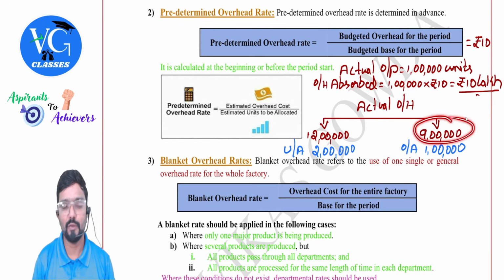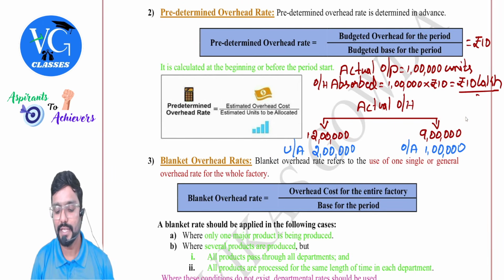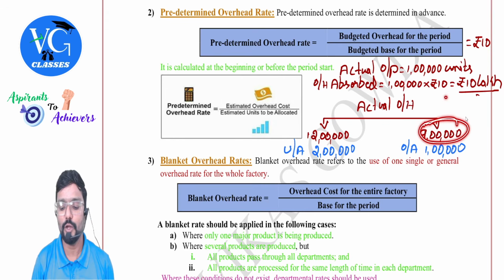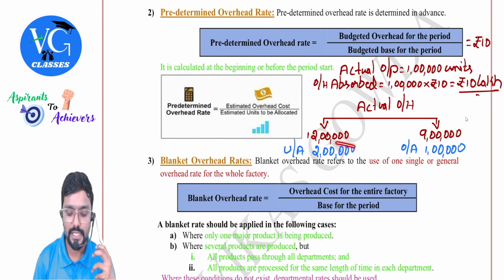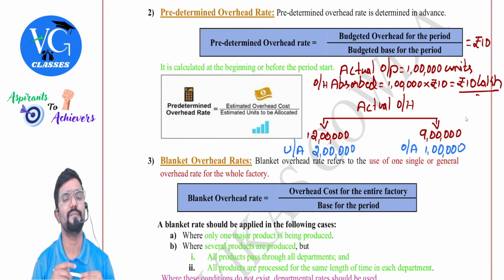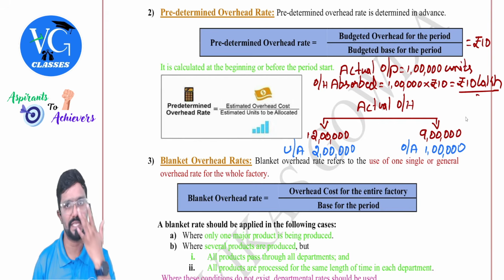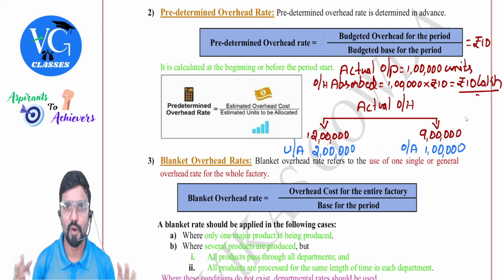Same way, if I take the other one, assume the actual overhead at the end of the year is 9 lakh, but I have observed how much? 10 lakh. Is it more or less? More. So 1 lakh is over absorption. And we will also discuss the treatment of this. What do we do with under absorption or over absorption? We have a treatment of it. We will discuss next. Clear? Hope you got it.